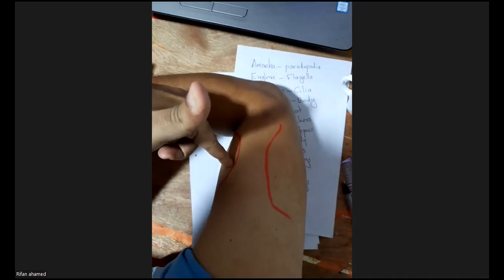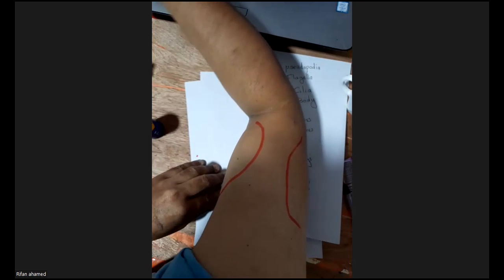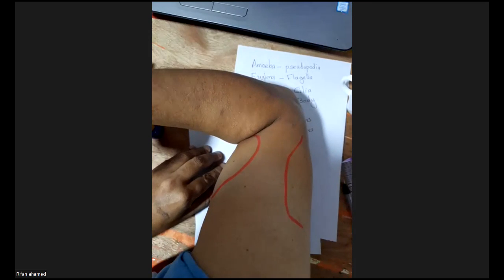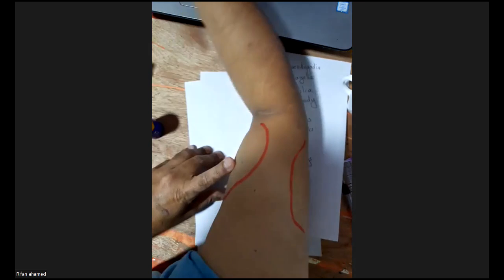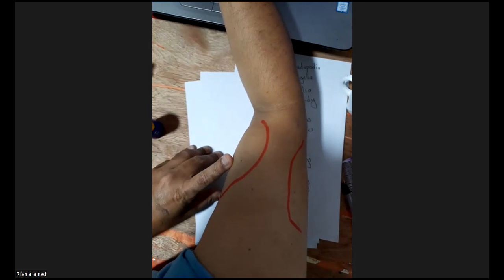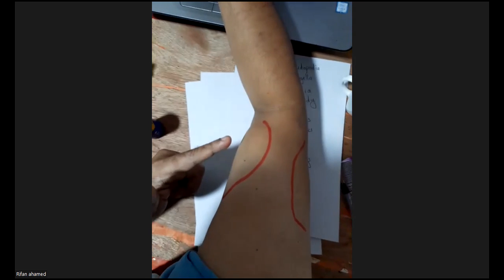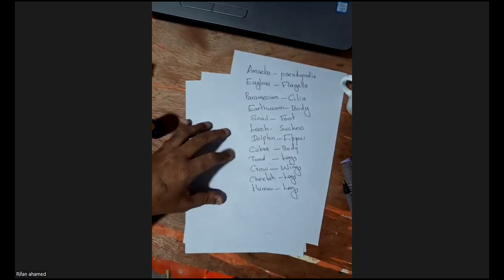What is this muscle? Bicep muscle. What is this muscle? Tricep muscle. Tricep, TRI. If you fold your hand like this, which muscle is contracting? Bicep. Which muscle is relaxing? Tricep. When you stretch your hand like this, which muscle is contracting? Tricep. Which muscle is relaxing? Bicep. Are you clear? Yes, sir.